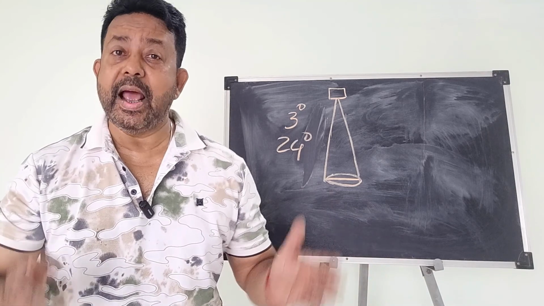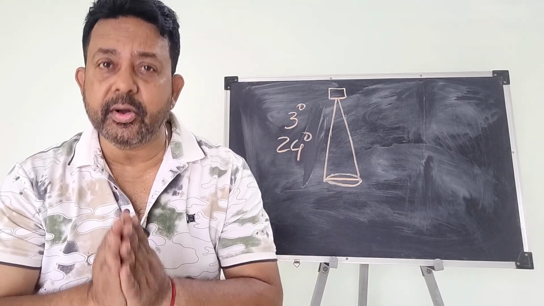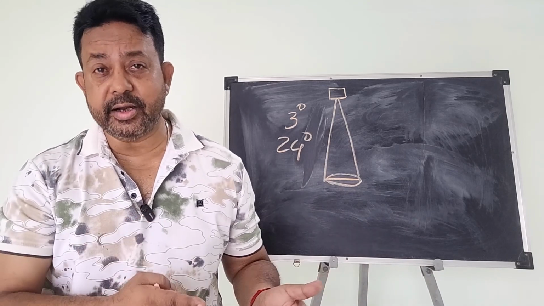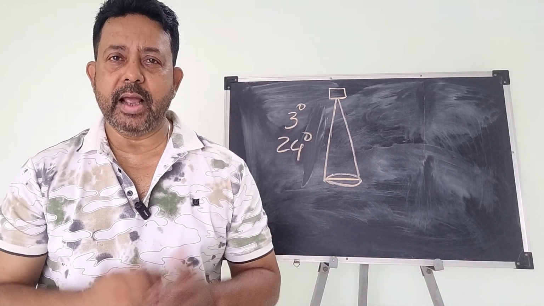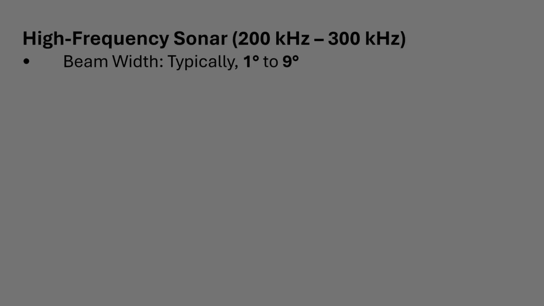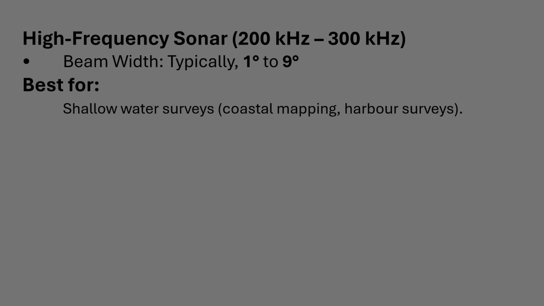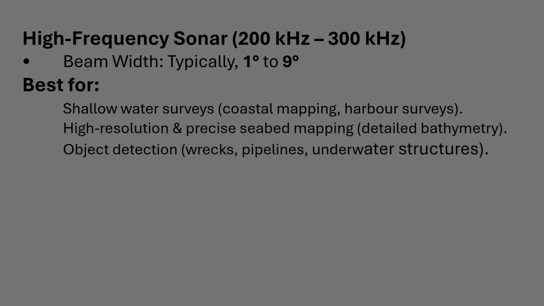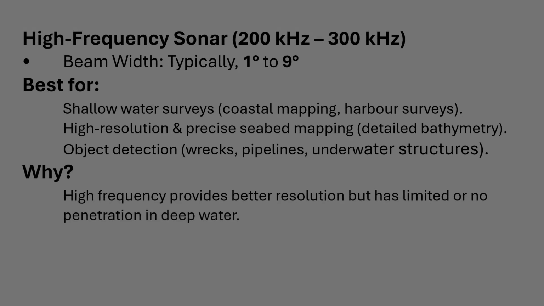So which frequency and what beam width is preferable for survey? Well, it all depends on type of survey, depth, resolution requirement and environmental condition. Let's break it down. High frequency sonar, 200 to 300 kHz with a typical beam width of 1 to 9 degree, is best suited for shallow water surveys, coastal mapping, harbor surveys, high resolution and precise seabed mapping like detailed bathymetry, object detection, wrecks, pipelines, underwater structure.